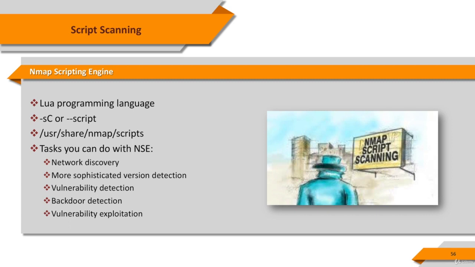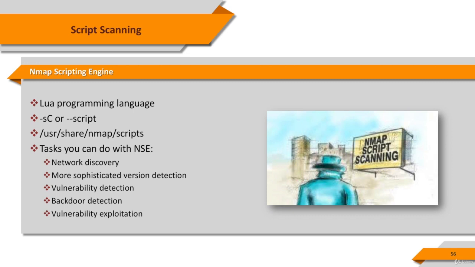NSE was designed to be versatile with the following tasks in mind. Network discovery. Now, this is the most powerful part of Nmap, right? Examples include looking up whois data based on the target domain, querying RIPE for the target IP to determine ownership, SNMP queries, and listing available SMB shares and services.